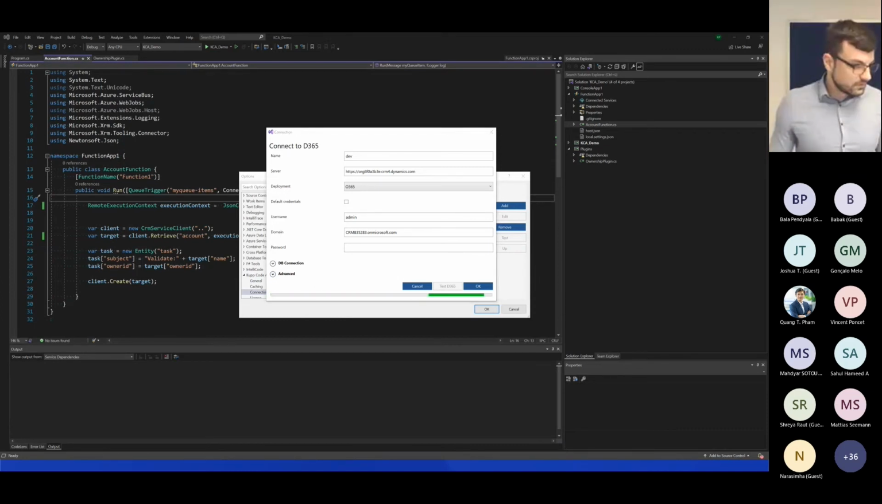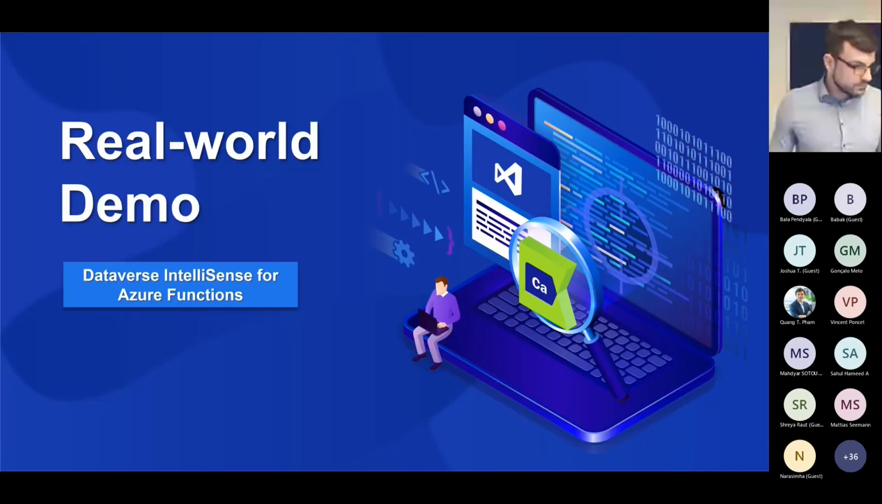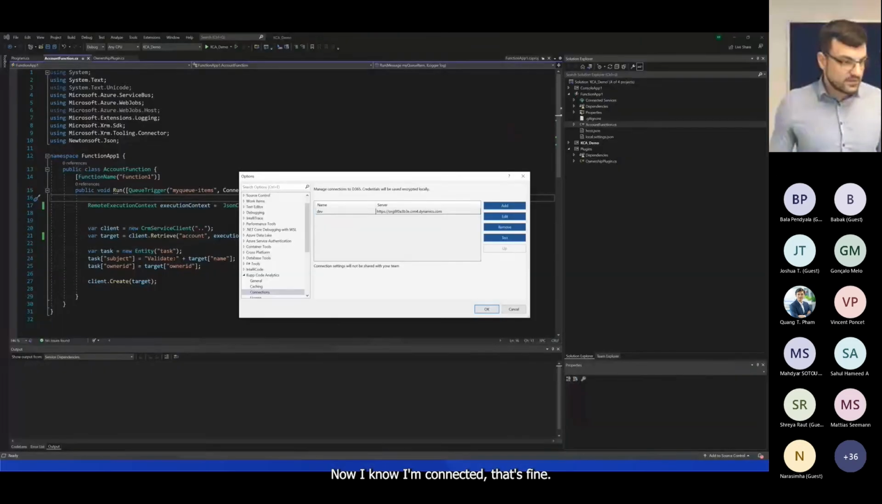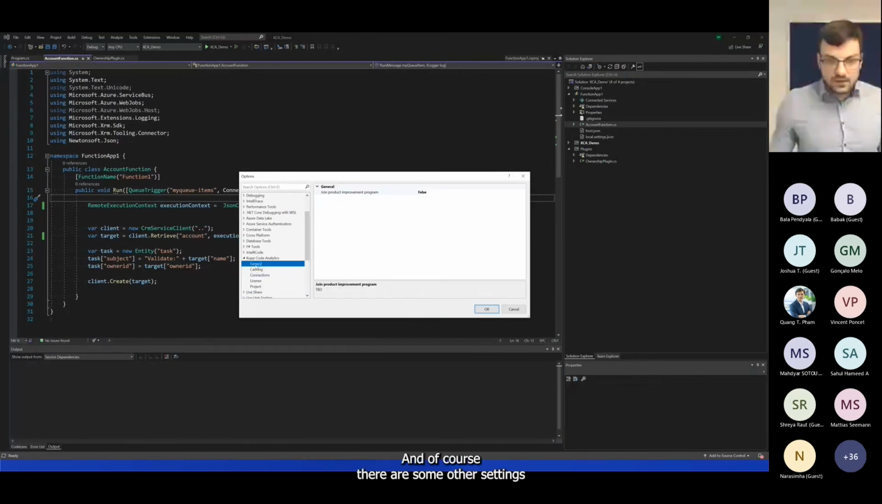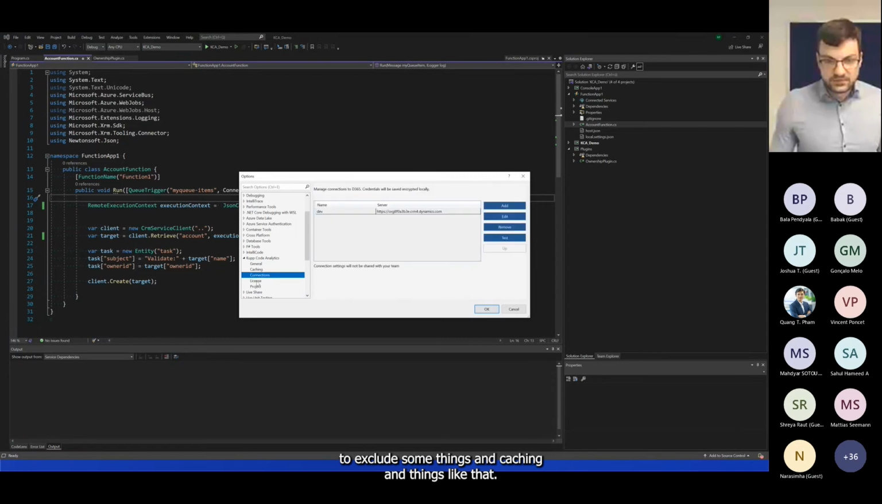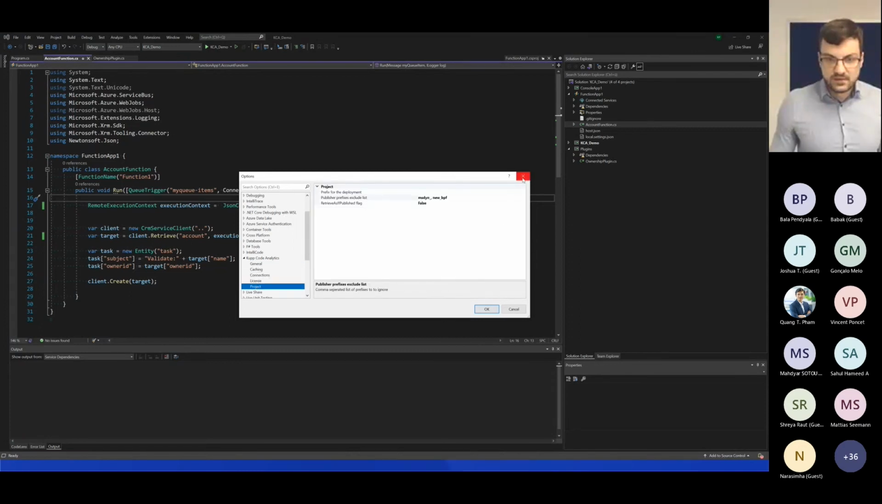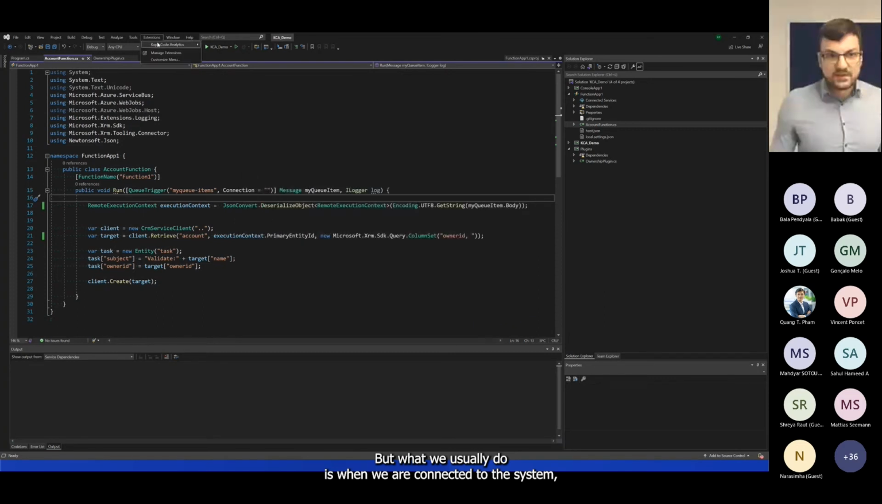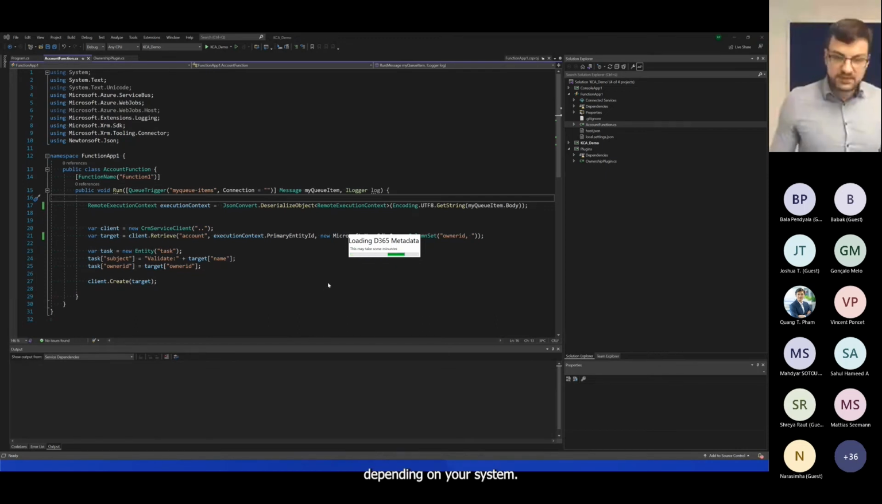Okay, there's another screen. Okay, now I know I'm connected, that's fine. And of course, there are some other settings to exclude some things and caching and things like that, but I think it's not important right now. But what we usually do is when we are connected to the system, we need to build up the cache. And this is usually what happens if you start it up the first time. It will ask you for your credentials and so on. Then it will load the metadata. So this process is only needed once. It takes a few minutes depending on the system. In this case, it should be very fast, I think less than a minute or something.